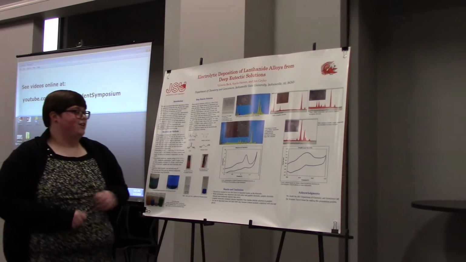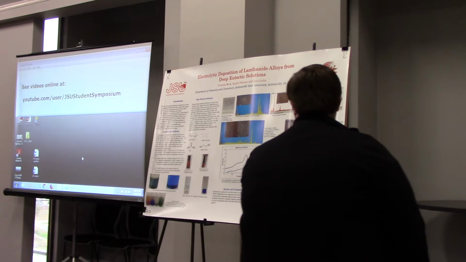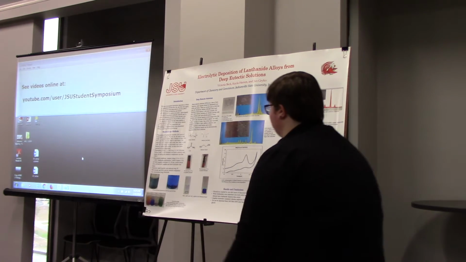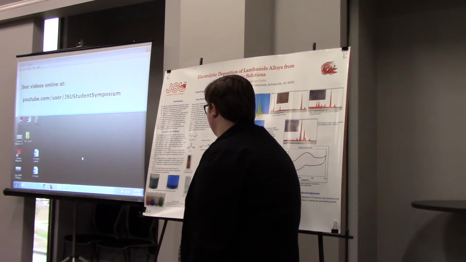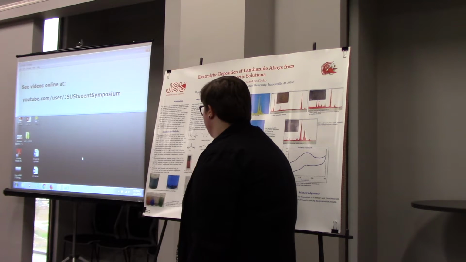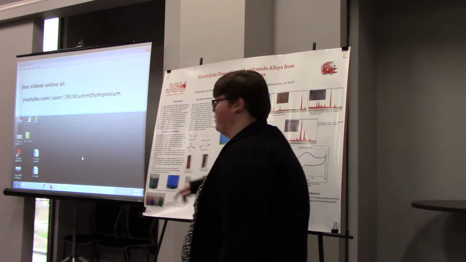So I'm going to come over here and talk about these two. Well, first let me mention these electrodes. Okay, so this is our graphite electrode. These are our nickel electrodes. You can see that there's a very thin layer of copper on each electrode.